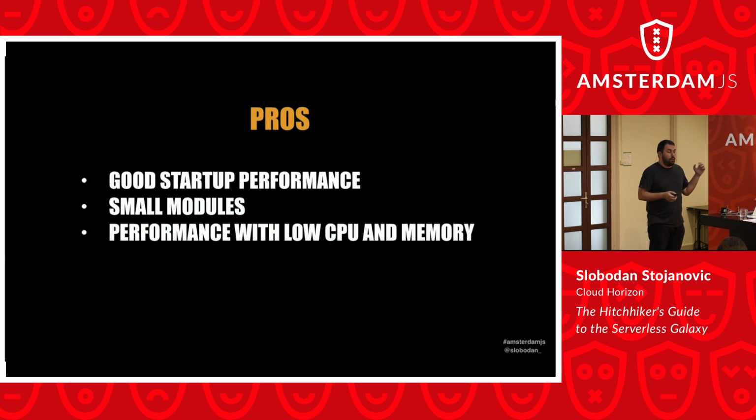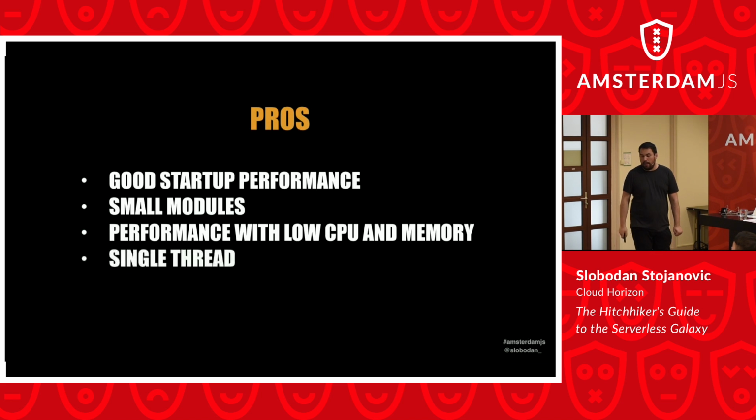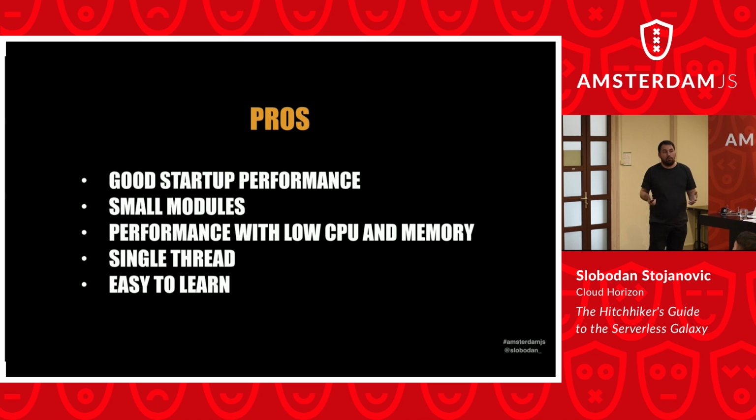Beside that, it's really good for low CPU and memory. And by default, AWS will give us just 128 megabytes of memory, which is really small, but Node.js doesn't require that much memory, so we can process more things with just the same container. Then it's single thread. Our machine is handling just one request. If you have another request, another Lambda function will do that, so we don't have a multi-thread environment for that. And it's really easy to learn.